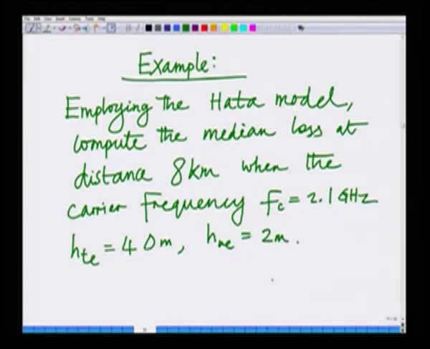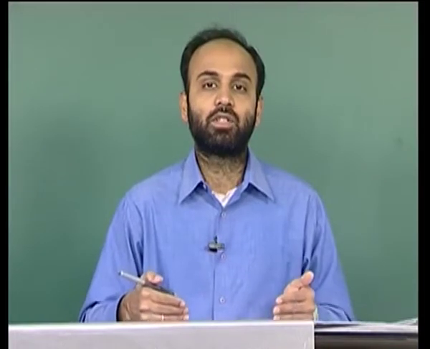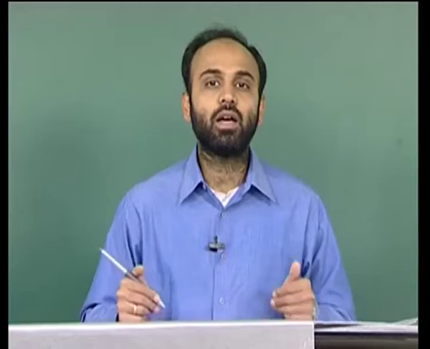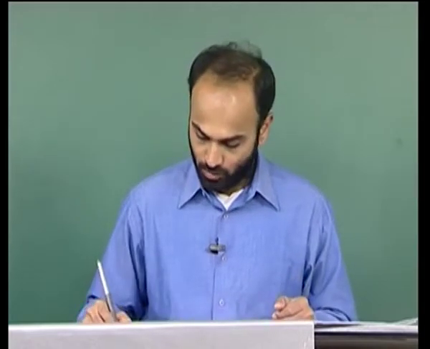That is, we are trying to again compute a similar thing, that is, we are trying to consider a cell radius of 8 kilometers, and when the carrier frequency is 2.1 gigahertz and the transmitter height is 40 meters and the receiver height is 2 meters, we are again trying to compute the received signal strength at the cell edge, but using the Hata model. All right. So, that is what we are trying to use.